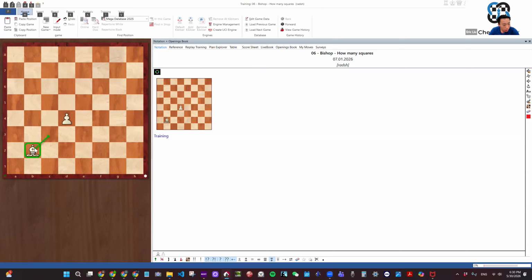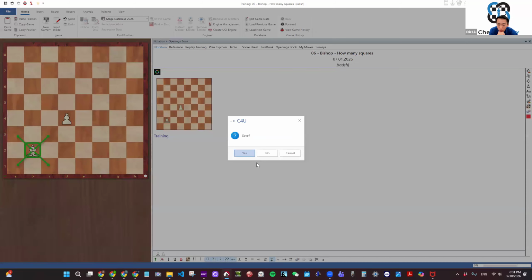Right? It can move to c3, it can move to a3, it can move to a1, it can move to c1. It cannot move to d4. It cannot capture d4 because this pawn is our pawn. It's the same color as the bishop, so it cannot capture that pawn. And the pawn is blocking the bishop, so it cannot move further either. Okay, so the bishop can only move to 4 different squares. It's very restricted.